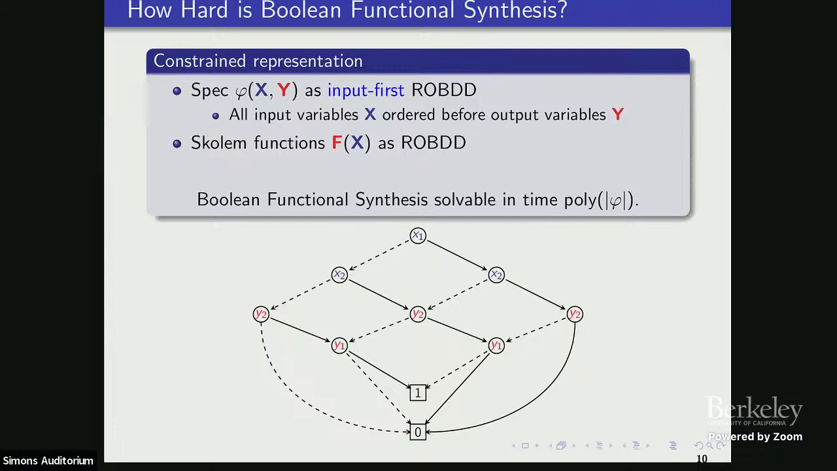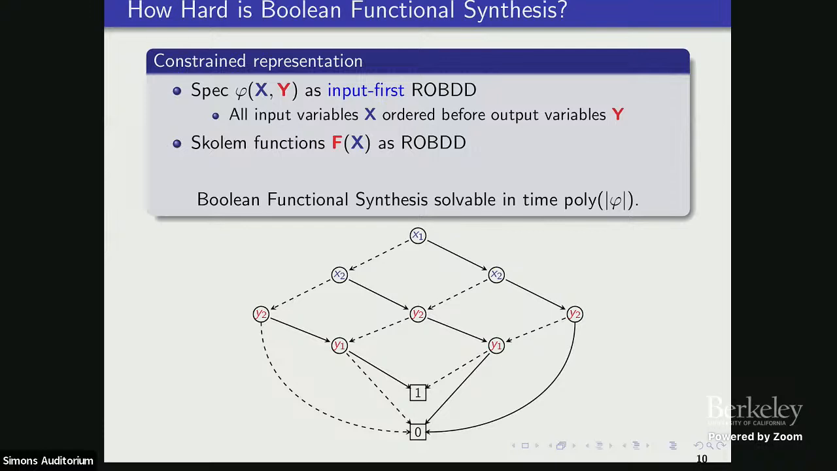In this example, the x's are the inputs and the y's are the outputs, and the solid edges are the true edges, the dashed edges are the false edges. And I know that all the inputs appear before all the outputs. So I go to the first node, I look at this level where the outputs are first starting to appear.